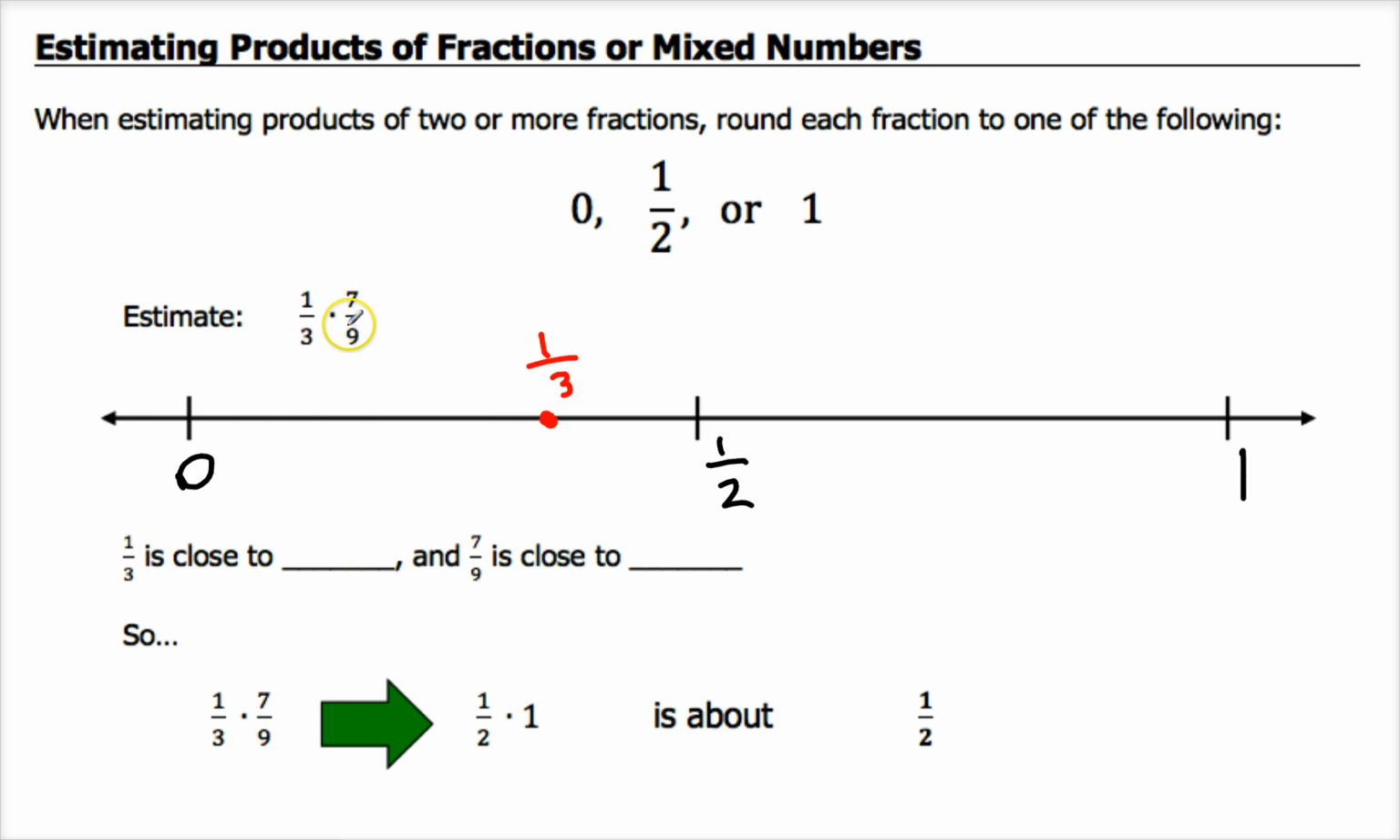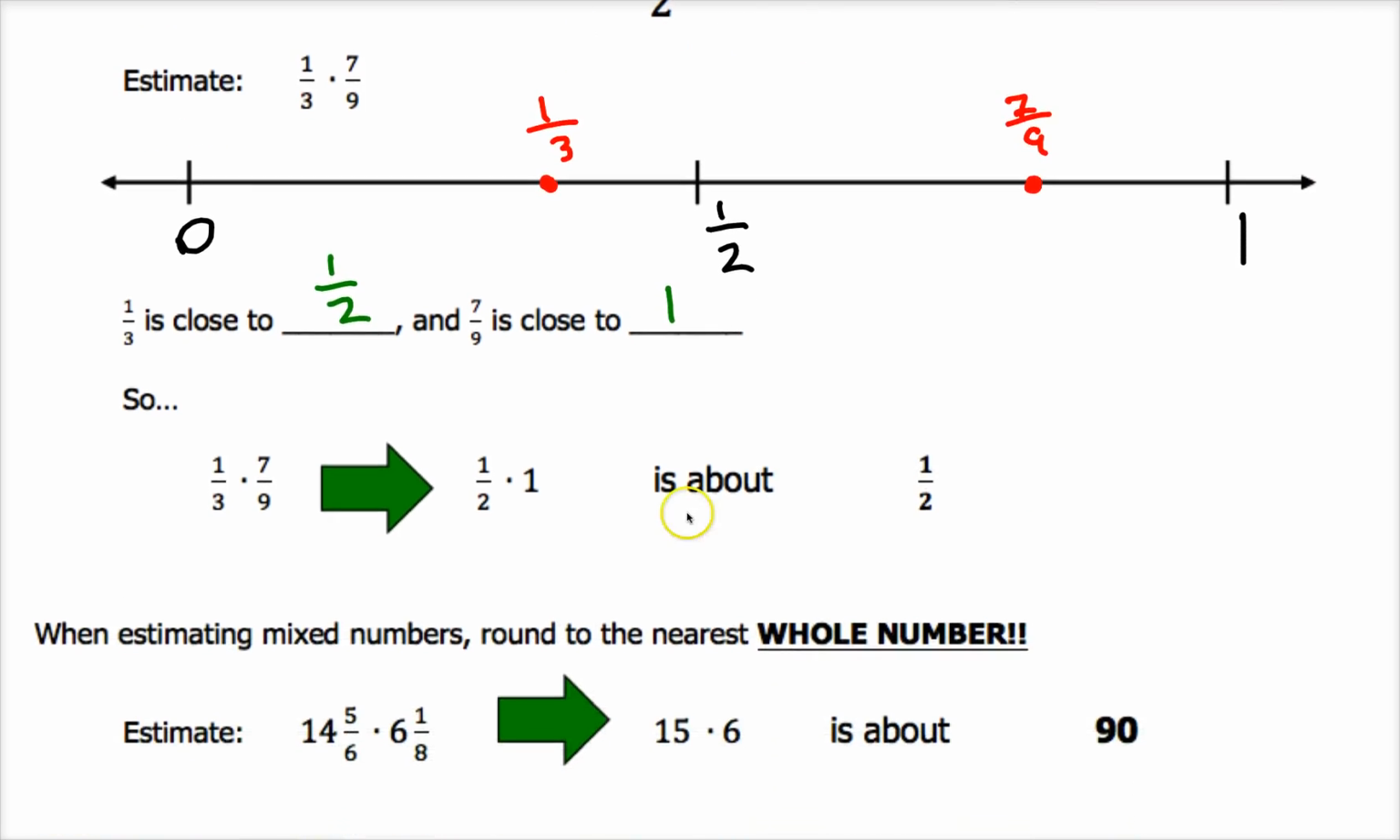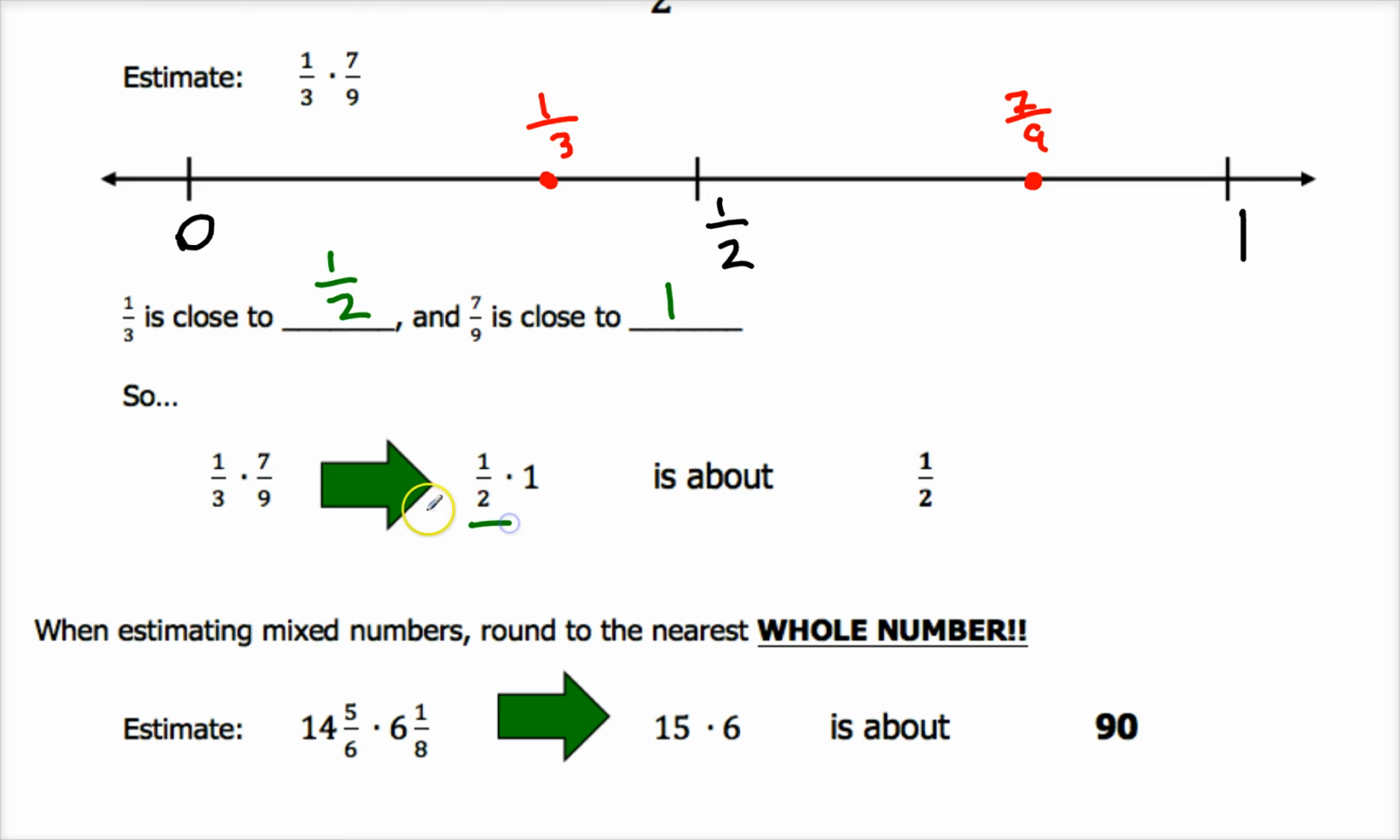And then 7/9 would be 7/9 of the way to 1, so it'd be over halfway to 1. It'd be about right here. So you can see from this number line that 1/3 is closest to 1/2 of these 3 numbers, and 7/9 is closest to 1. So I can estimate my answer to this problem by making 1/3 into 1/2, and 7/9 into 1. 1/2 times 1 is going to be about 1/2.